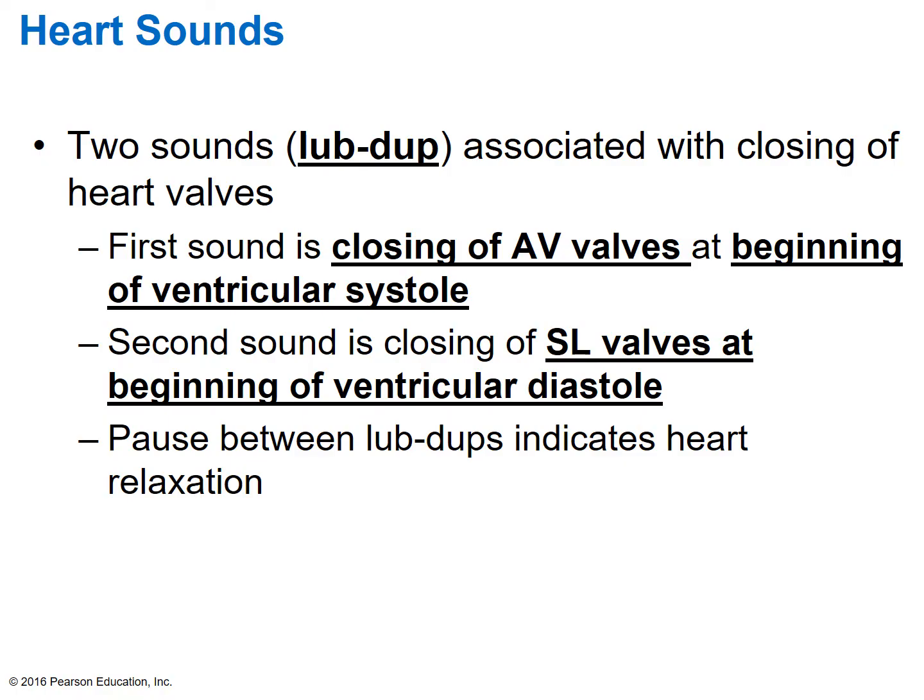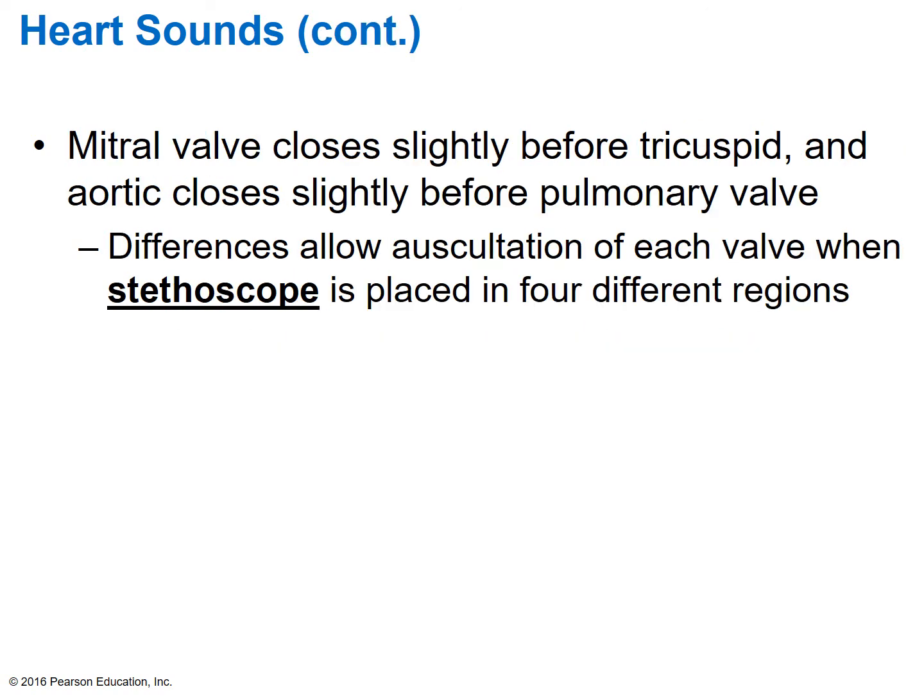If you listen to the heart sounds, there are two different sounds that are associated with the closing of the heart valves. We often refer to them as that lub-dub. The first sound is the closing of the AV valves at the very beginning of ventricular systole, and then the second sound is the closing of the semilunar or SL valves. There is a little bit of a pause in there. The mitral valve, or the bicuspid valve, is going to close just slightly before the tricuspid, and the aortic is going to close just slightly before the pulmonary valve.